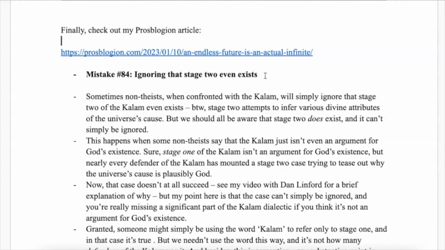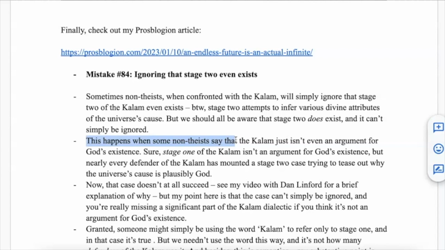Sometimes non-theists, when confronted with the Kalam, will simply ignore that stage 2 of the Kalam even exists. By the way, in mounting stage 2, proponents of the Kalam are basically just attempting to infer various divine attributes of the universe's cause. But we should all be aware that stage 2 does exist, and it can't simply be ignored. This happens when some non-theists say that the Kalam just isn't even an argument for God's existence. I mean, sure, stage 1 of the Kalam isn't by itself an argument for God's existence. Okay, but nearly every defender of the Kalam has mounted a stage 2 case in trying to tease out why the universe's cause is, in their view, plausibly God or godlike.